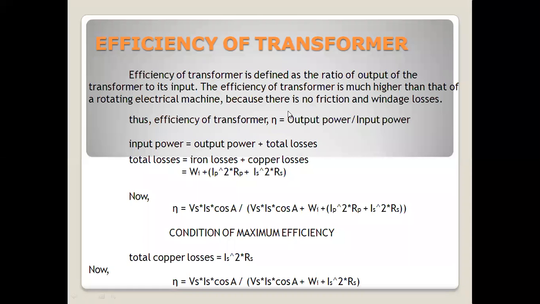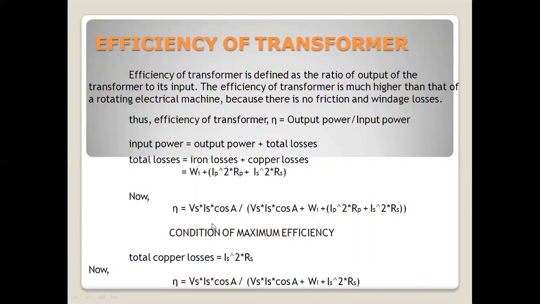Efficiency of a transformer, we know, can be determined by the ratio of output of the transformer to its input. The efficiency of a transformer is much higher than that of a rotating electrical machine because there is no friction and windage losses. So input is nothing but the output plus losses. The total losses, that is the iron loss and the copper loss, we can easily measure from the two tests, the open circuit test and the short circuit test.